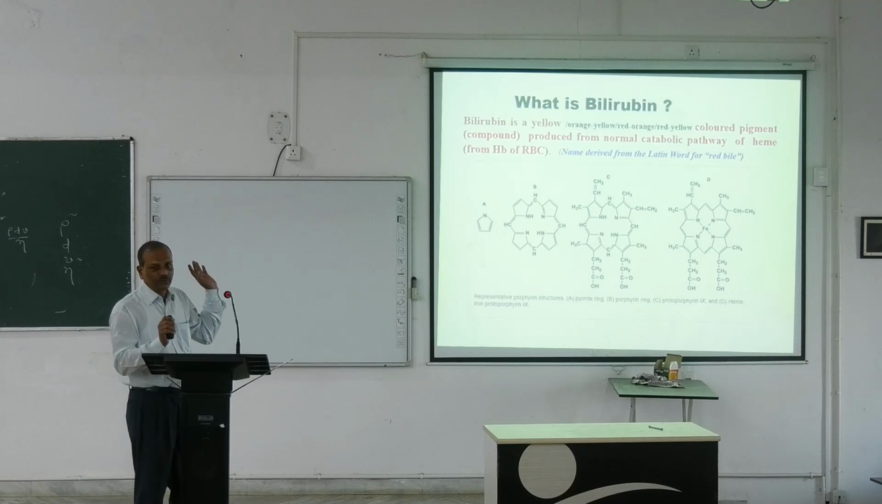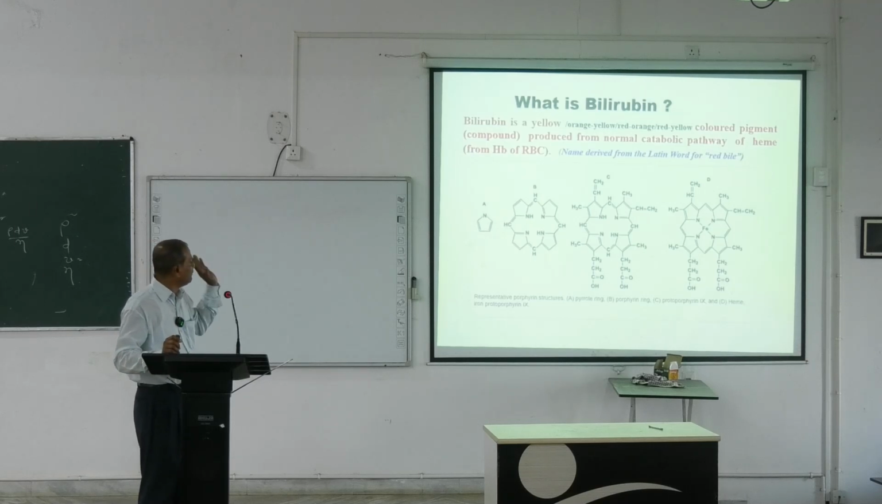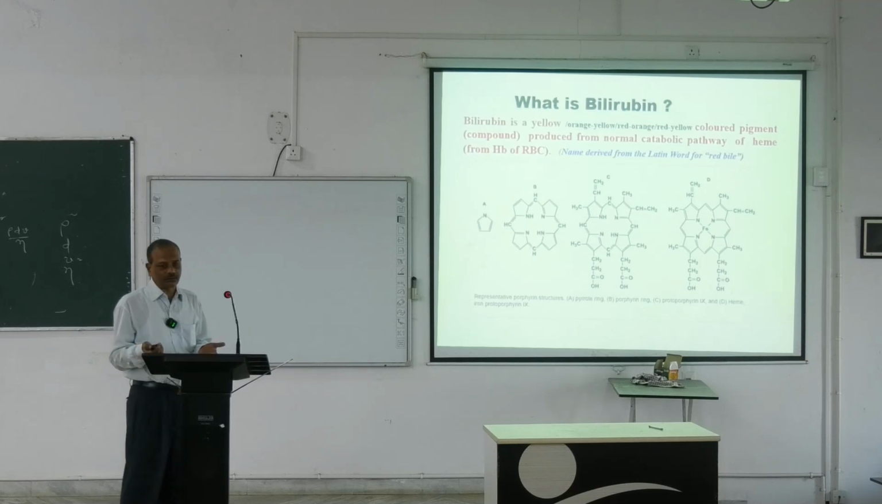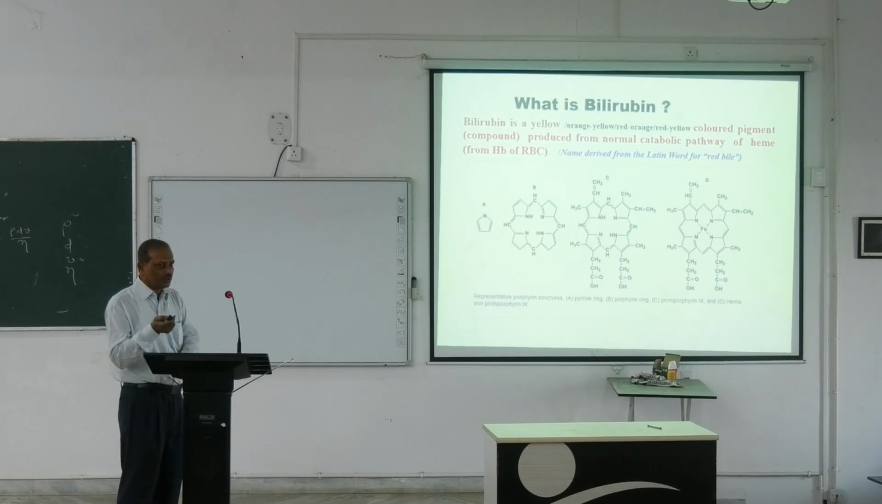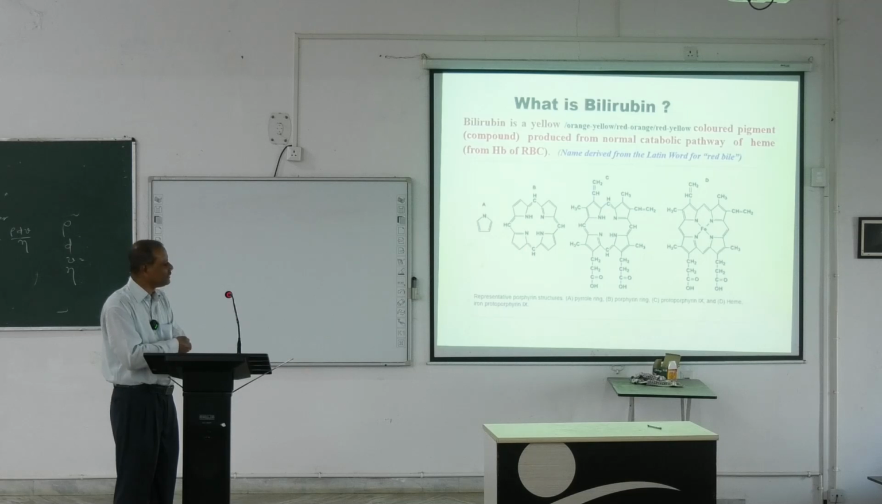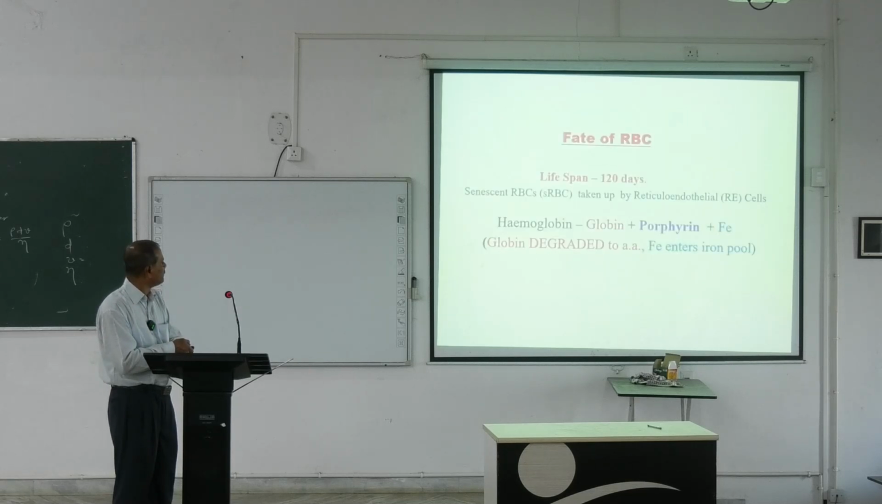So what is bilirubin? Only write down one part. Bilirubin is a yellow colored compound produced from the normal catabolic pathway of heme. That's this much. Many of you have explained the tetrapyrrole ring and how bilirubin is formed, all these things you know.